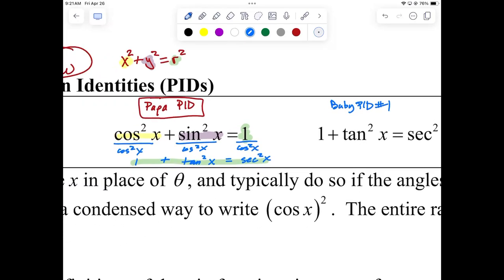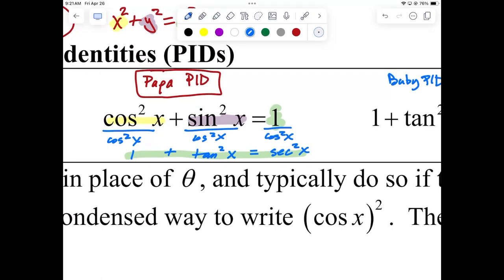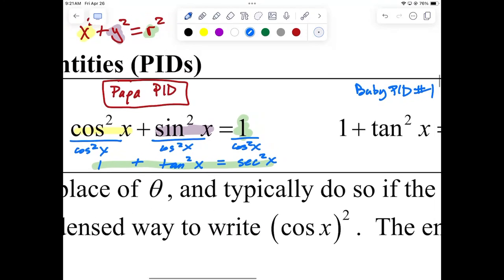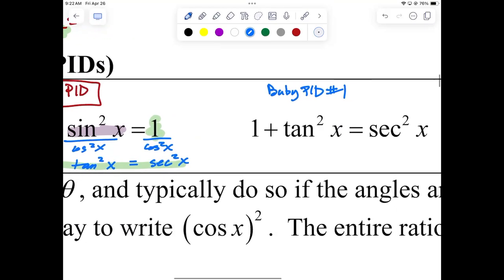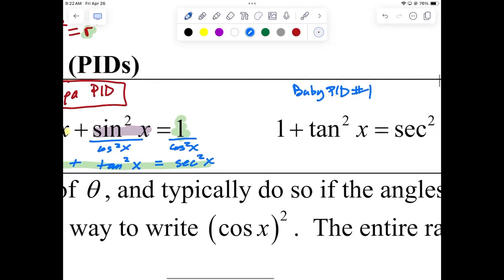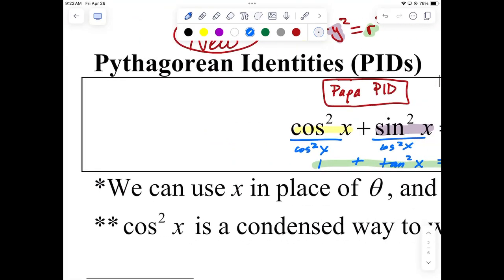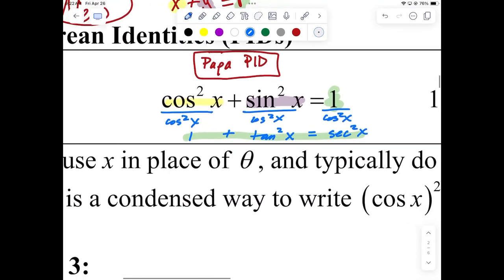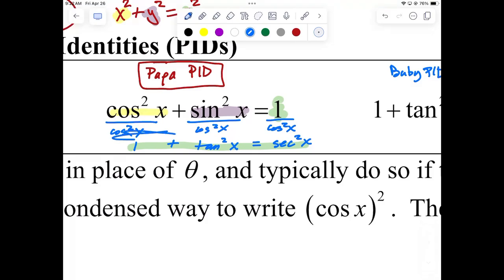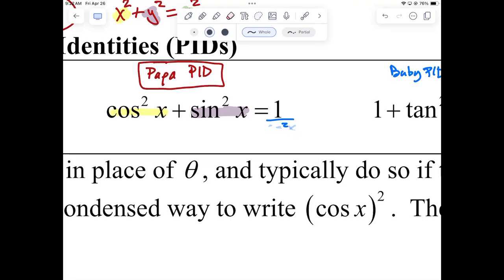All right. You've got to memorize that. These are new. You think you can memorize that? What's another name for 1 plus tangent squared? Secant squared. What's another name for secant squared? 1 plus tangent squared. What's another name for cosine squared plus sine squared? 1. Got it? Okay, now I'm going to get rid of all this algebraic mess because I'm going to show you how to spawn baby pid number 2.